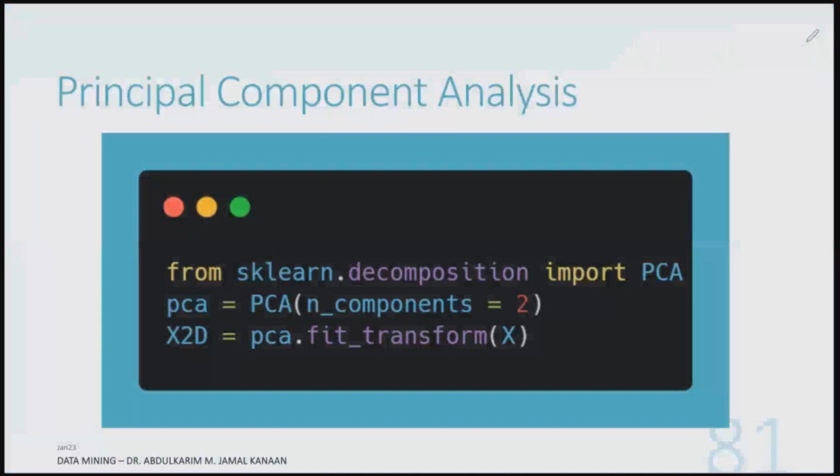How to apply principal component analysis? You can use sklearn, scikit-learn, decomposition. You import the class called PCA. Then you can specify the number of components. So let's say number of components 2. That means I want to reduce the number of dimensions inside my data set, let's say from 17 down to 2. Then you call fit and transform.